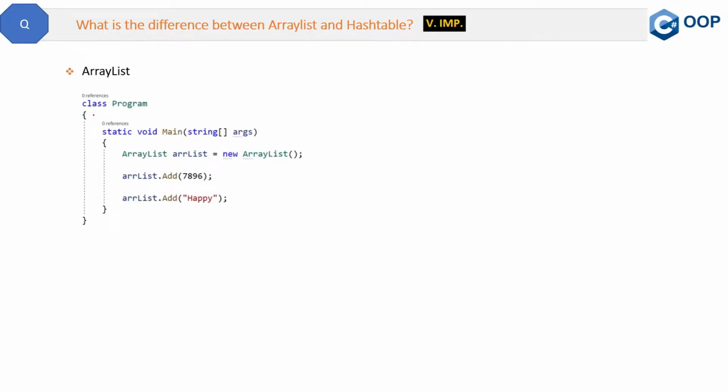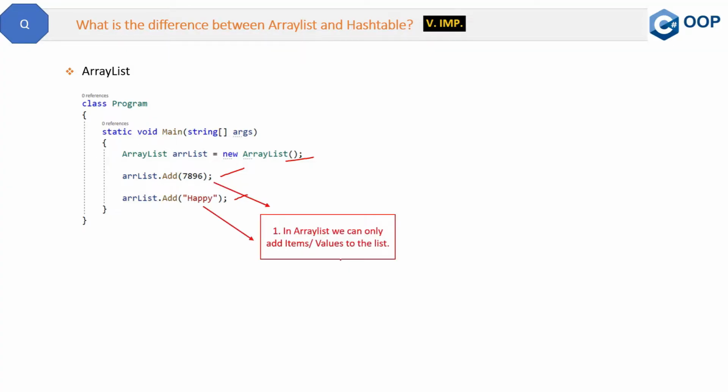See, this is the code of the ArrayList. We have created an object of an ArrayList and then we are adding items in it. First is an integer and second we are adding a string. Now, in ArrayList, we can only add items or values to the list. So these are the items 7, 8, 9, 6 and Happy is the items or you can say values.